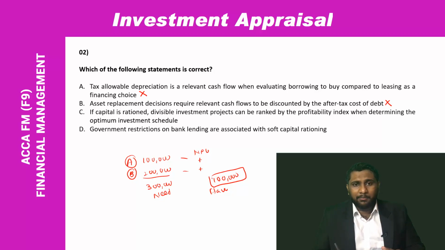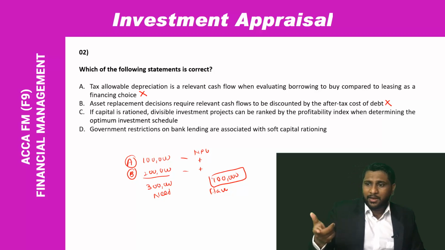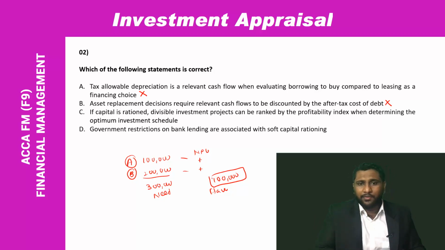But if you take a machine which has a value of 200,000, and you want to proceed with that investment, you have to invest 200,000. You can't just give 100,000 and say, give me half of the asset and I am going to proceed with the investment. You can't do that. That is an indivisible project.